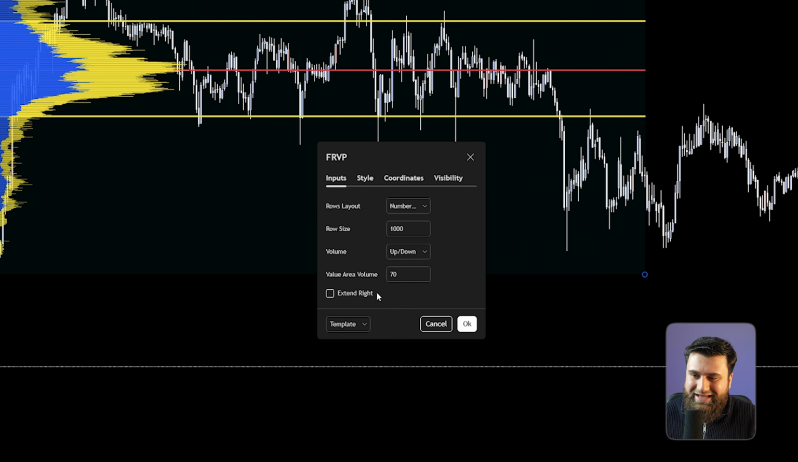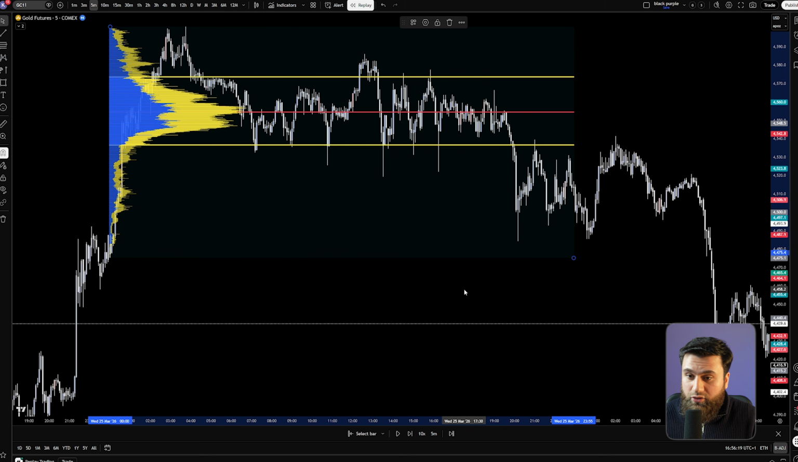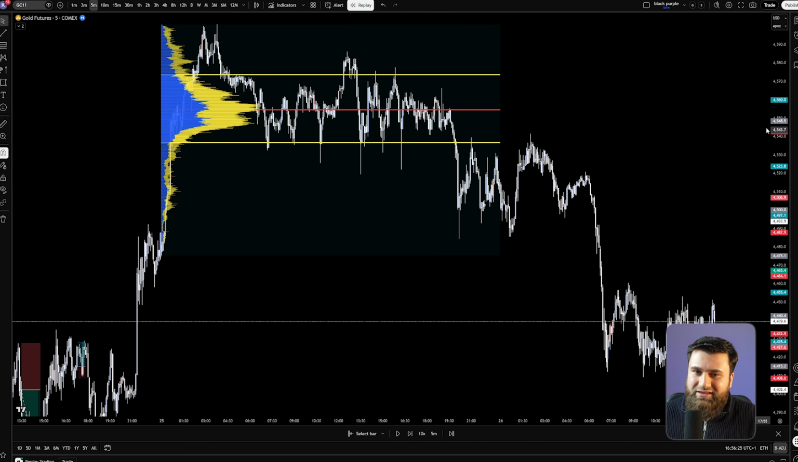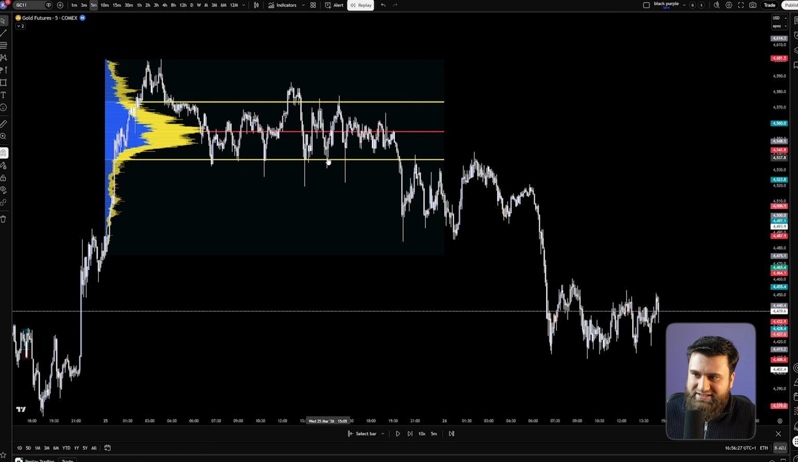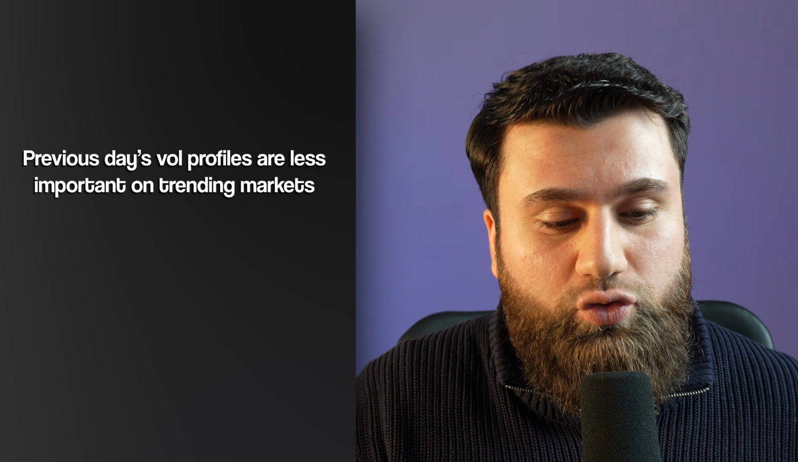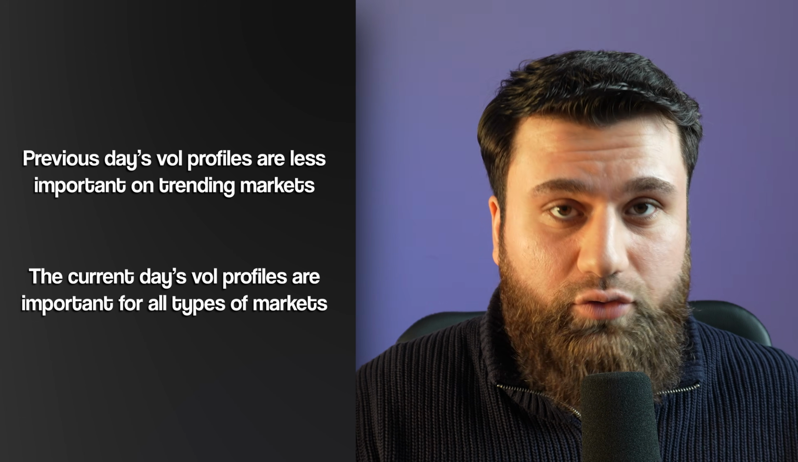And now we have to click here. We don't want it to extend to the right because we just want the volume profile of that whole day, right? And now if you guys realize, the volume profile is not really necessary. Why? Because we are way down here, but the volume profile is way up here, so we won't really use the volume profile. So this can happen, guys, when the market starts to trend. That's why it's very important to know how to use the current day's volume profile as well.